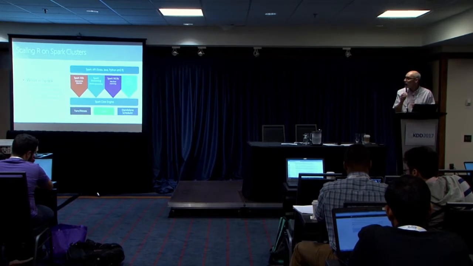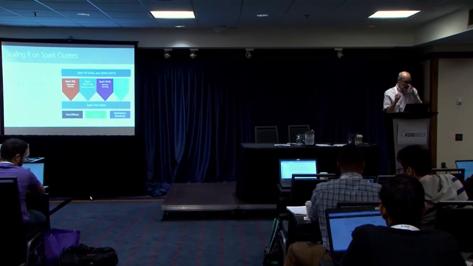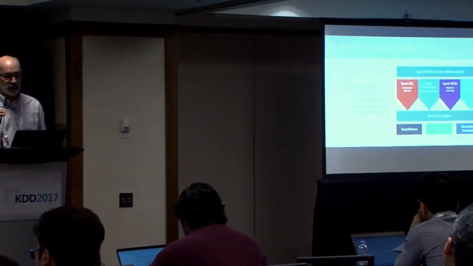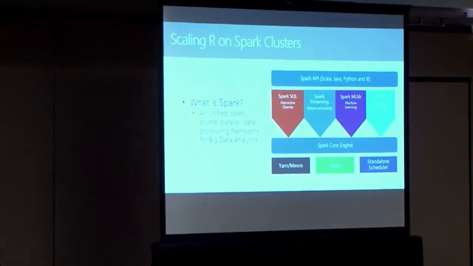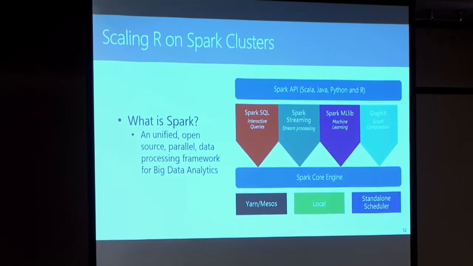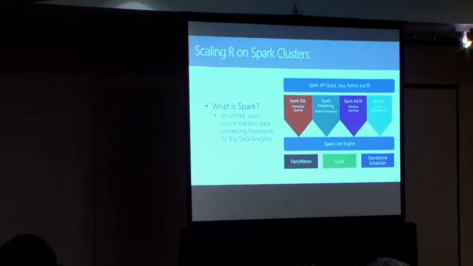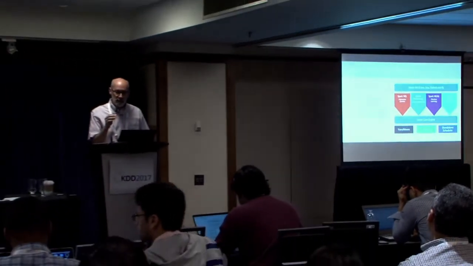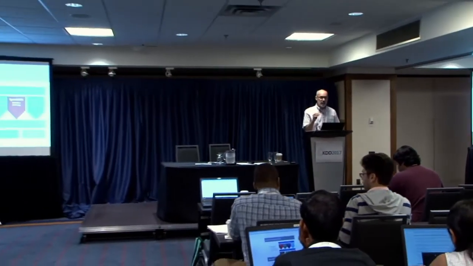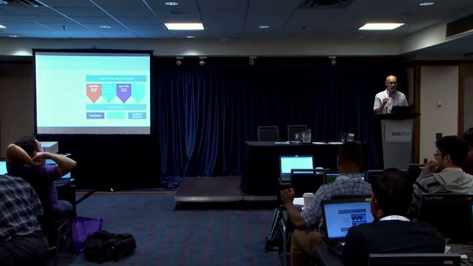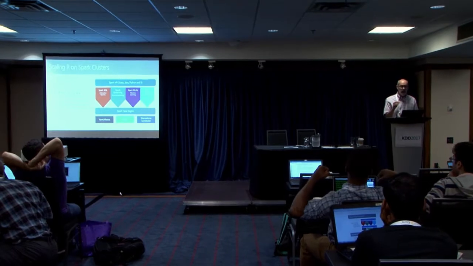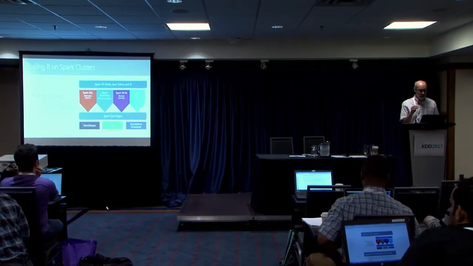Very good. If you are new to Spark, Spark is an open source Apache library for supporting distributed computing. It supports four languages: Scala, Java, Python, and R. It also supports four different computation paradigms. One is called Spark SQL, where you're working with structured data, similar to a SQL table. Spark Streaming allows you to work with streaming data in what are called mini batches. Spark MLlib is a machine learning library, and GraphX is a graph computation library.